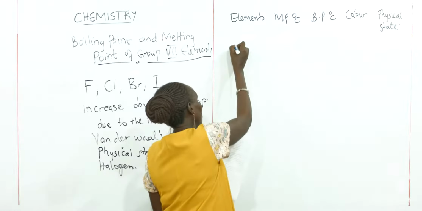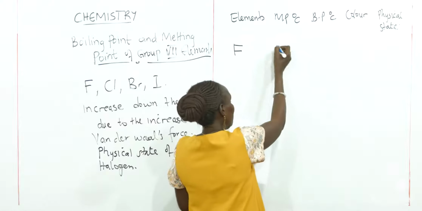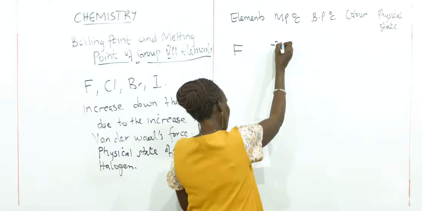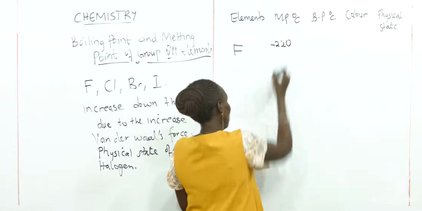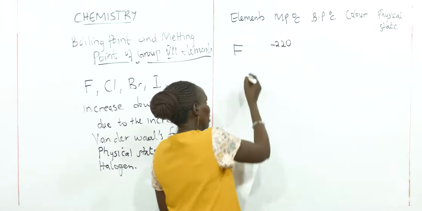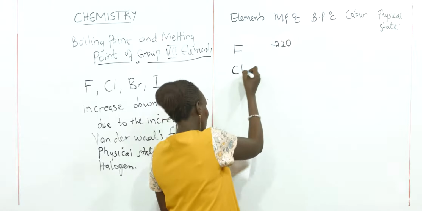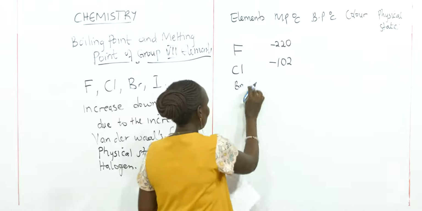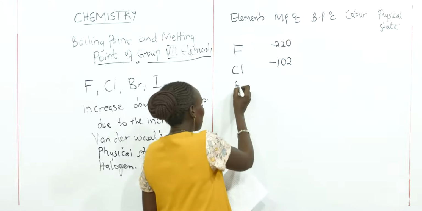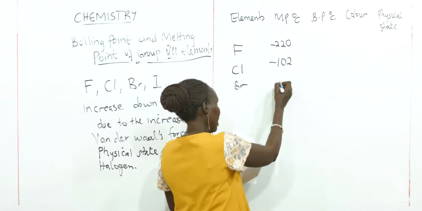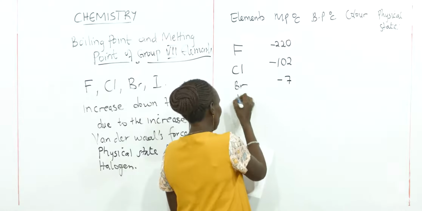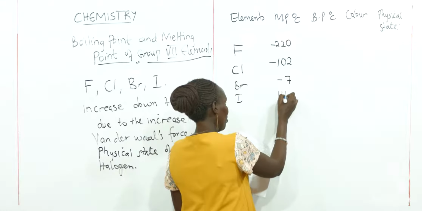So we have fluorine, which is the first element, and it has the symbol F, and its melting point is -220. The second element, chlorine, has a melting point of -102, and bromine, which is Br, let us write it in symbols, has -7, and iodine has 114.